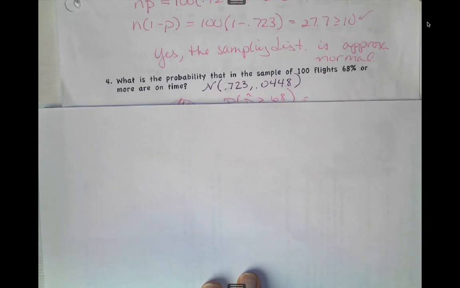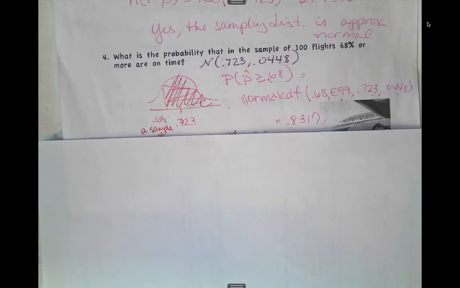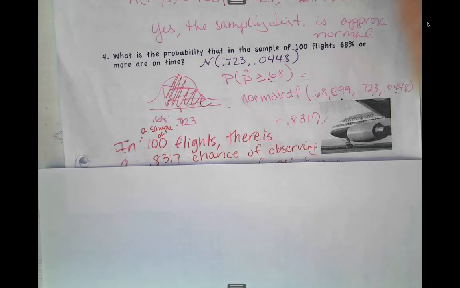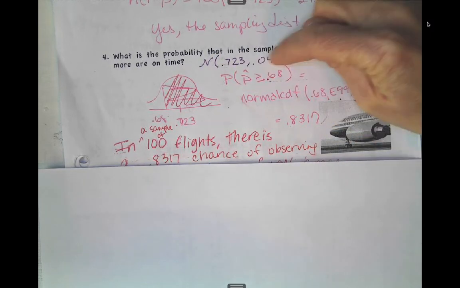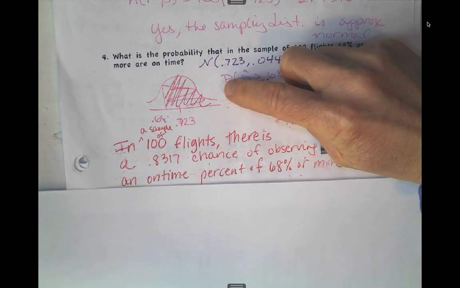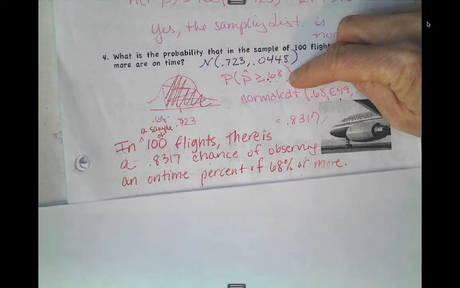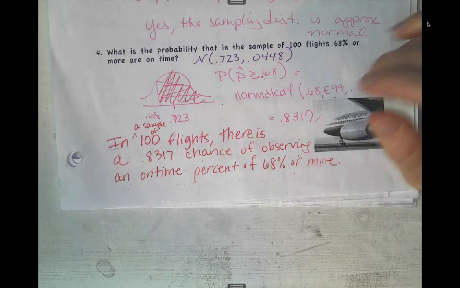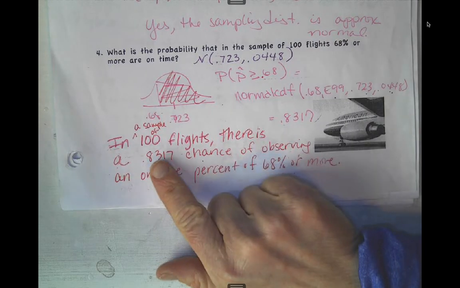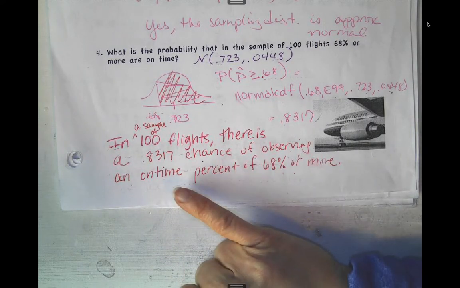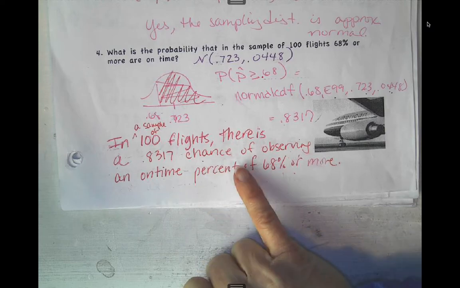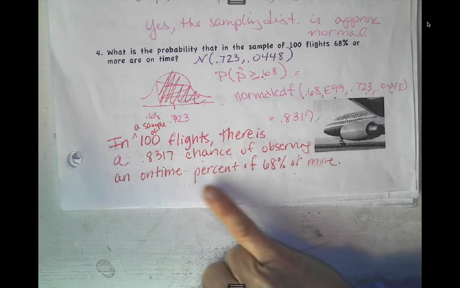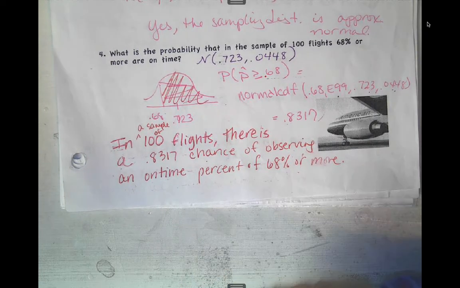So then here, when you go to plug everything in, it's a normal with this mean and standard deviation. You're trying to find the probability that p hat is greater than 0.68, so you can use the normal CDF. Again, you can convert that to a z-score if you want, use your chart. In a sample of 100 flights, there is a 0.8317 chance of observing an on-time percent of 68% or more. Okay?